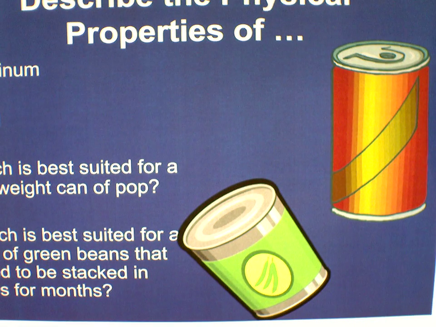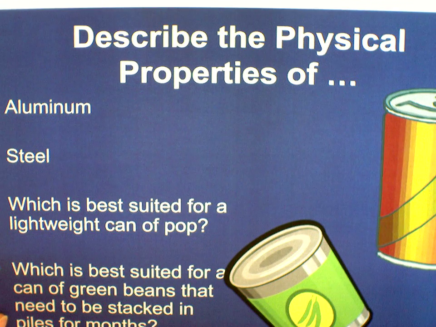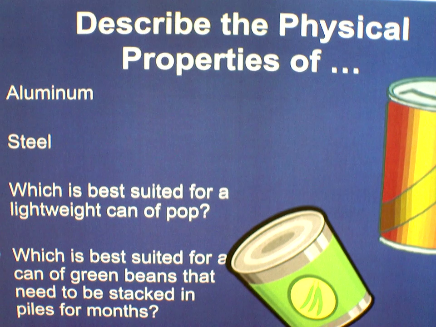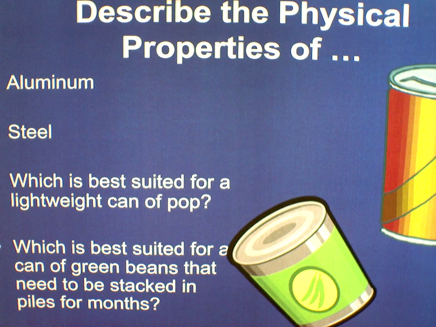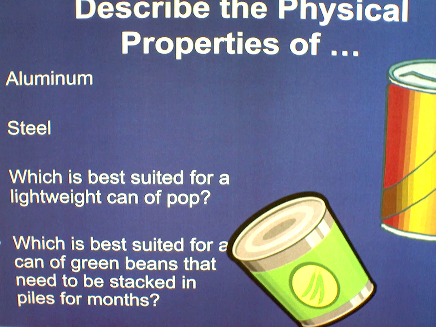So take a minute now. I want you to think about the physical properties of aluminum and steel. So we have packaging made out of aluminum, we have packaging made out of steel. Which one do you think is best suited for a lightweight can of pop? And which is best suited for a can of green beans that needs to be stacked on piles for months? Take a minute now and maybe do a little bit of research on what are some properties of aluminum and what are some properties of steel.